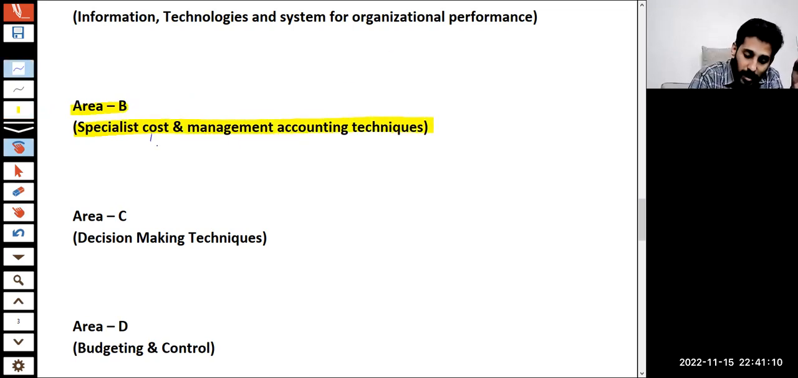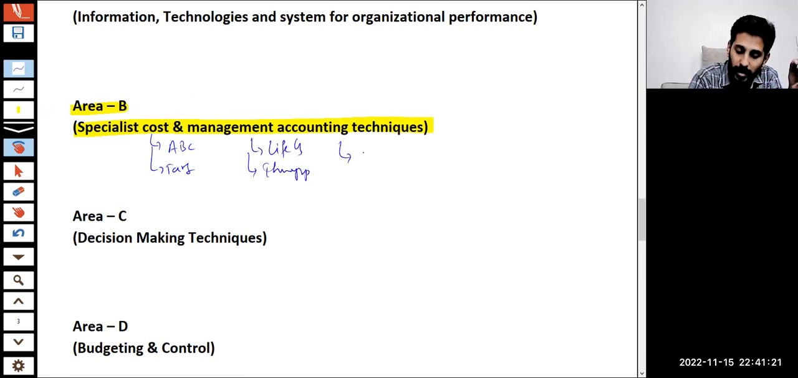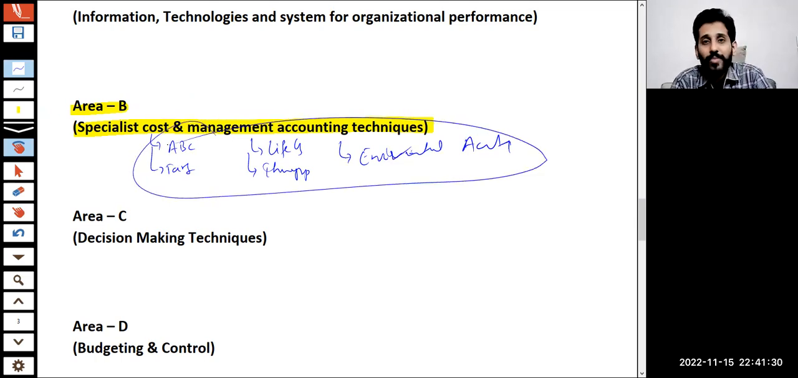In this section, there is activity-based costing. In this section, there is target costing. In this section, there is life cycle costing. In this section, there is throughput accounting. And in this section, there is environmental accounting. Now, these are the 5 areas on which you should have a very good grip.